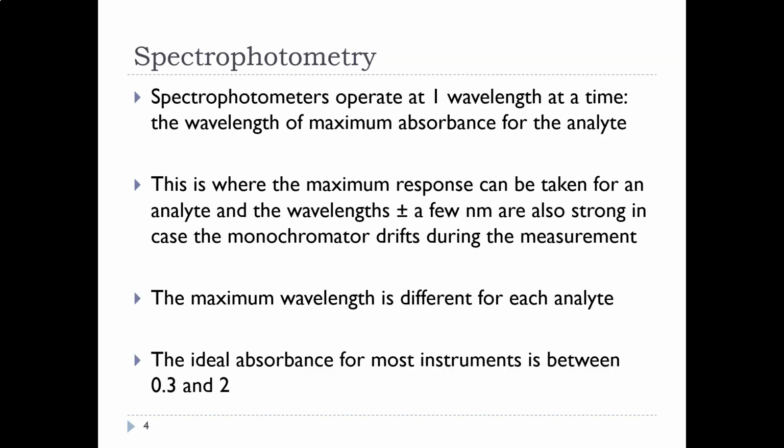Okay. When we're looking at absorbance values, the ideal absorbance for most instruments is between 0.3 and 2, where 2 is really the maximum absorbance that it should be able to measure. The best values are in the 0.4 to 0.8 range, when the instrument is typically most accurate. So if we could keep the absorbance of our sample, our unknown, in the 0.4 to 0.8 range, that would be the best.